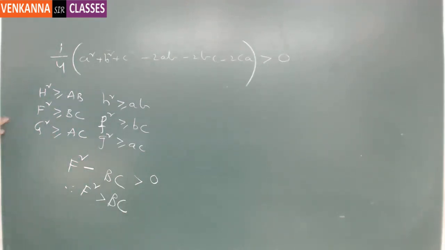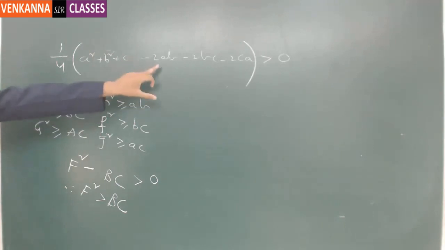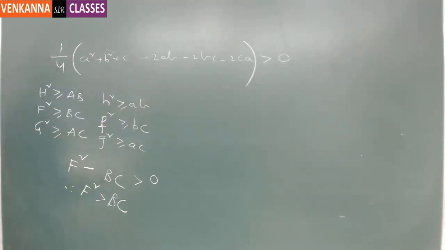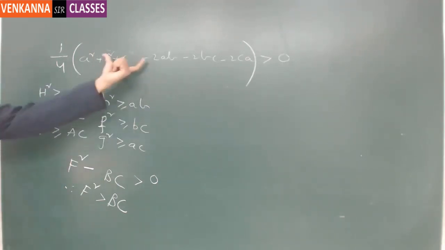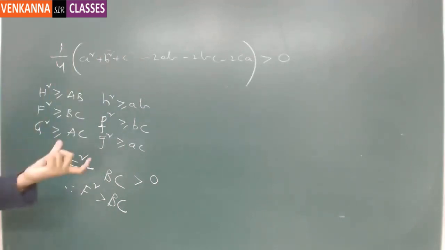Similarly, if you calculate the remaining two inequalities, they are also nothing but the same value you will get. H square minus ab, the same value you will get. G square minus ac, the same value you will get. Okay? Did you get the logic?